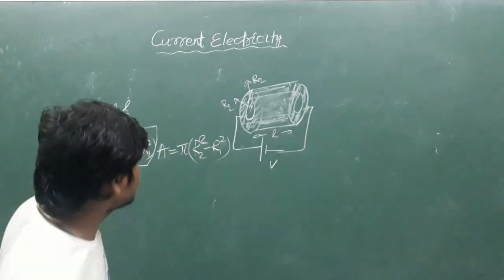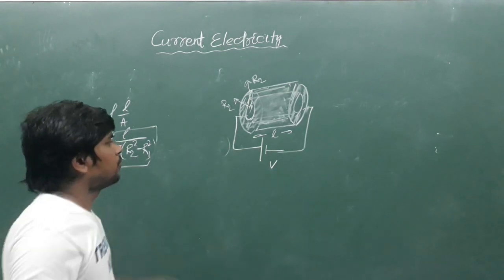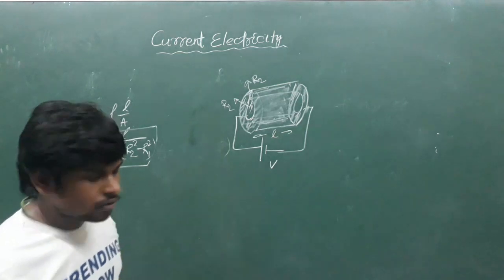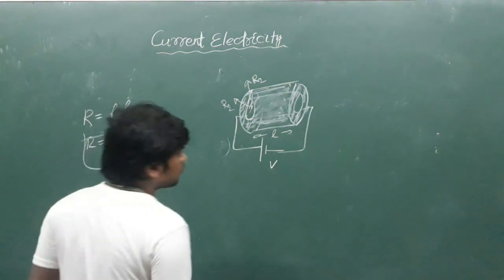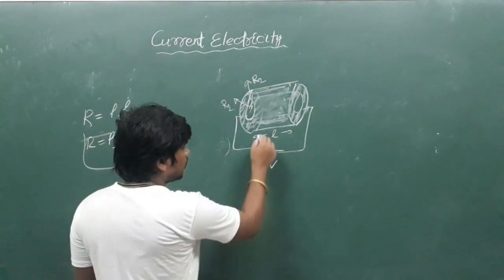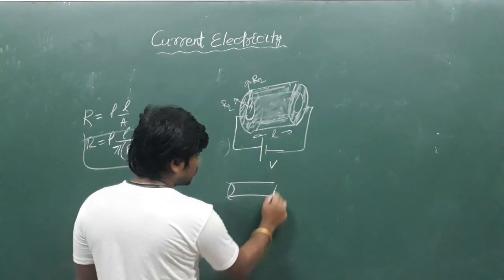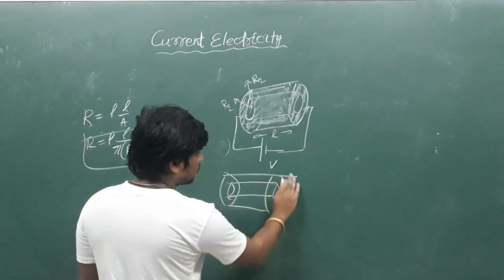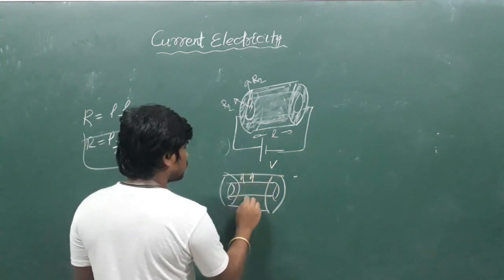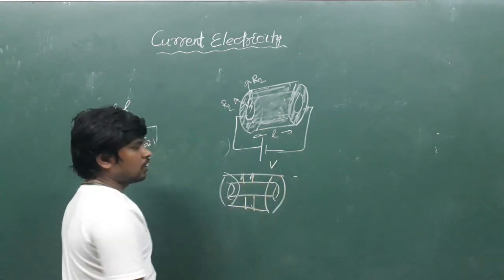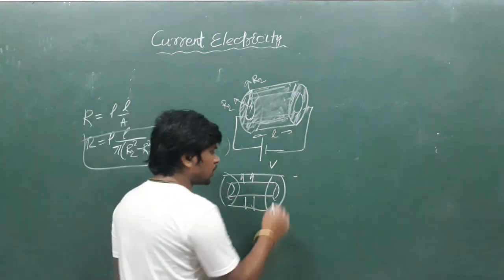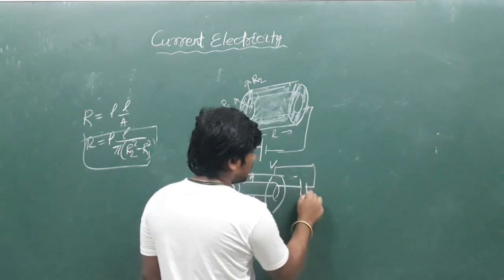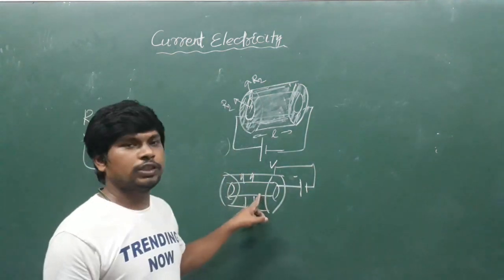This is the formula of resistance for this question. This was a very simple question. The same question can also be asked if the current flows through the conductor, and this is a very standard question, if the current flows from the inner to the outer wall. That means you are applying the potential, connecting this inner one to the positive terminal and the outer side to the negative terminal. Then what will be the resistance here?